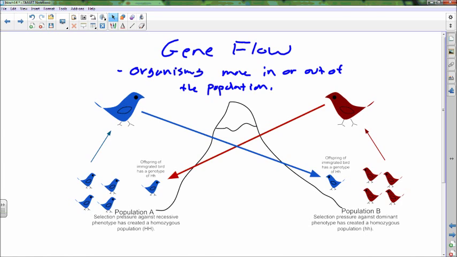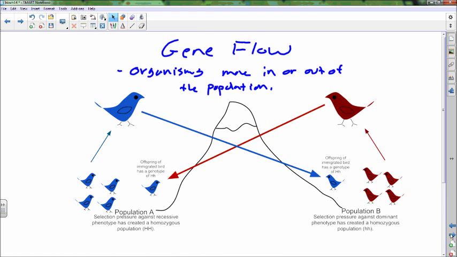So when organisms move in or out of the population, it's going to change the overall numbers of those alleles, and it's going to change those gene percentages, and that means that in the next generation, those gene percentages will be different because they're not contributing their genes in the same way as they would if they would have stayed in the population they originally started out at.